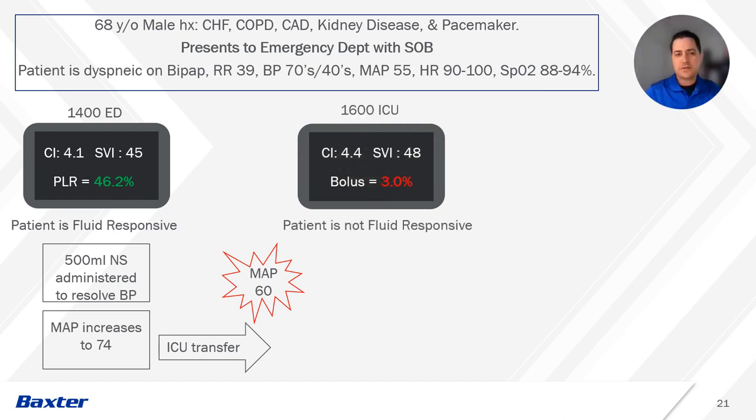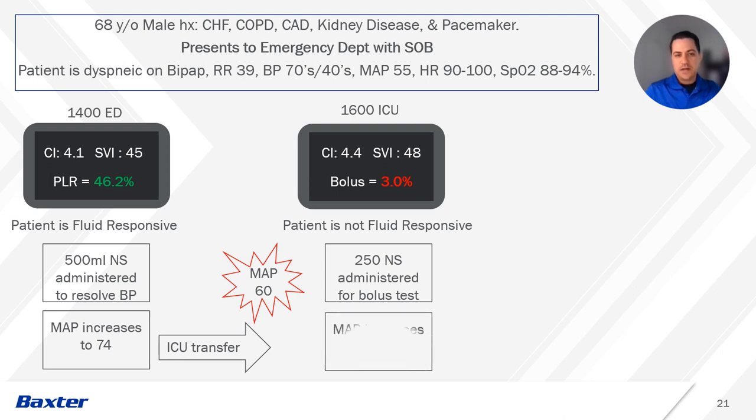Their MAP started to decrease again, dropping to about 60, and the nurses upstairs also had this bioreactance technology. We did a bolus protocol. We gave the patient 250 mils of normal saline rapidly and looked for a rise in that stroke volume again. Is the patient still fluid responsive? Can we use that as an advantage for this MAP of 60? And it turns out they're not. This patient was no longer fluid responsive, it was 3%.